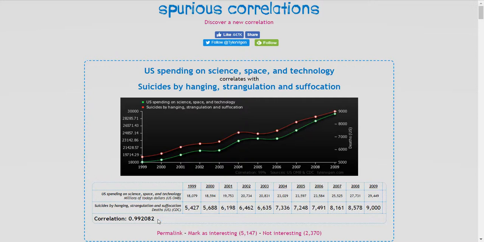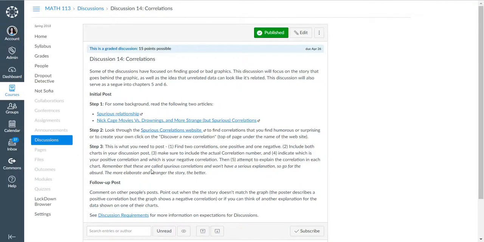But the other way to tell that it's a positive correlation is that both lines are going in the exact same direction. So when the two lines go in the same direction, it doesn't matter if they're going up or if they're going this way. As long as they're both going in the same direction, it's going to be a positive correlation. Because what you're doing here is you need to find two correlations, one positive and one negative.